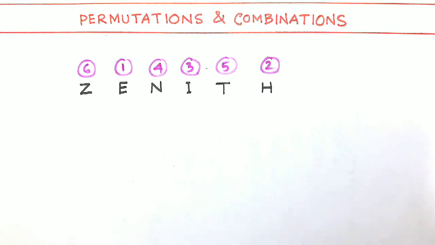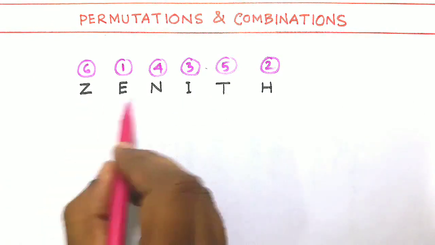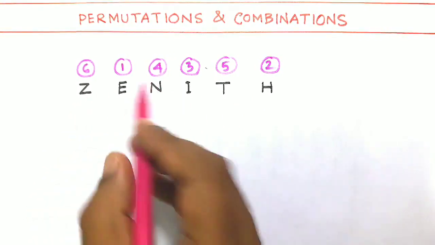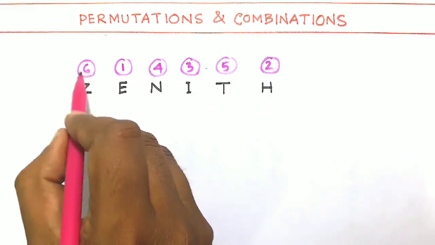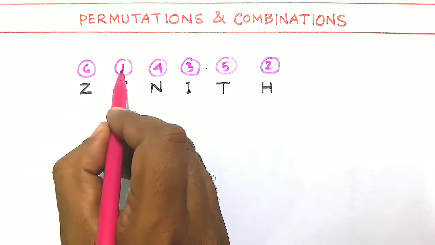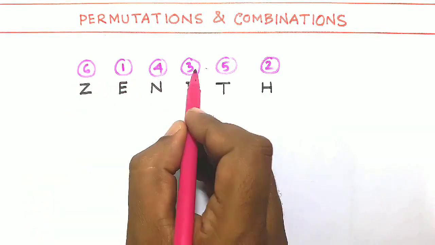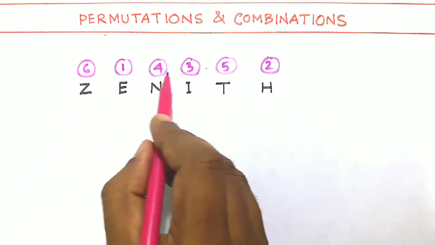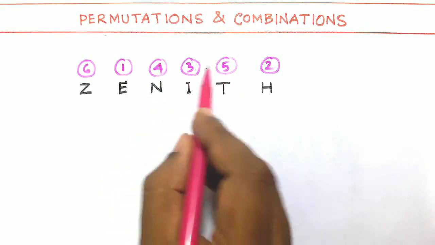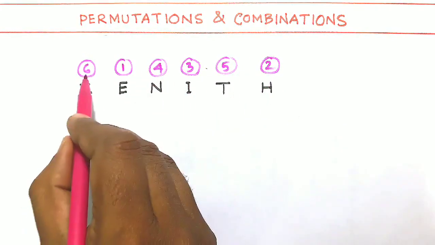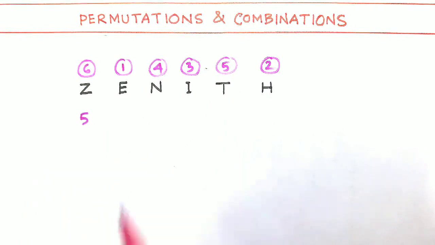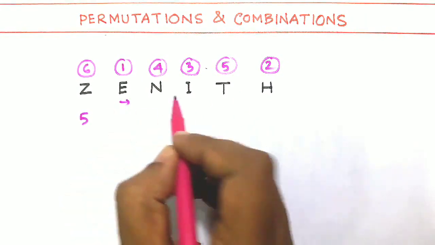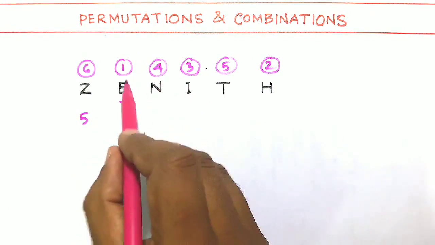Now friends, what to write? On the right side of Z, find out how many letters are there whose ranks are less than Z. That means how many numbers are there whose value is less than 6. 1 is less than 6, 4 is less than 6, 3 is less than 6. Each and every number is less than 6. So how many numbers are less than 6? 1, 2, 3, 4, 5. 5 numbers are less than 6. We write 5.